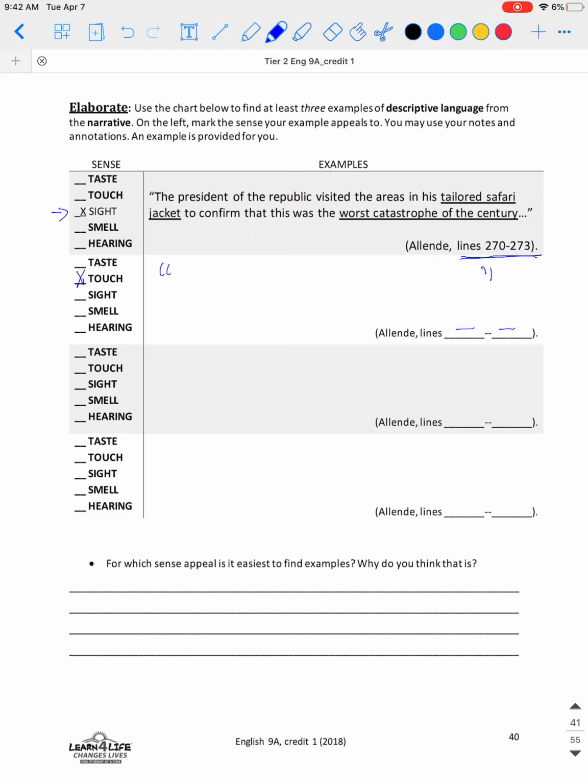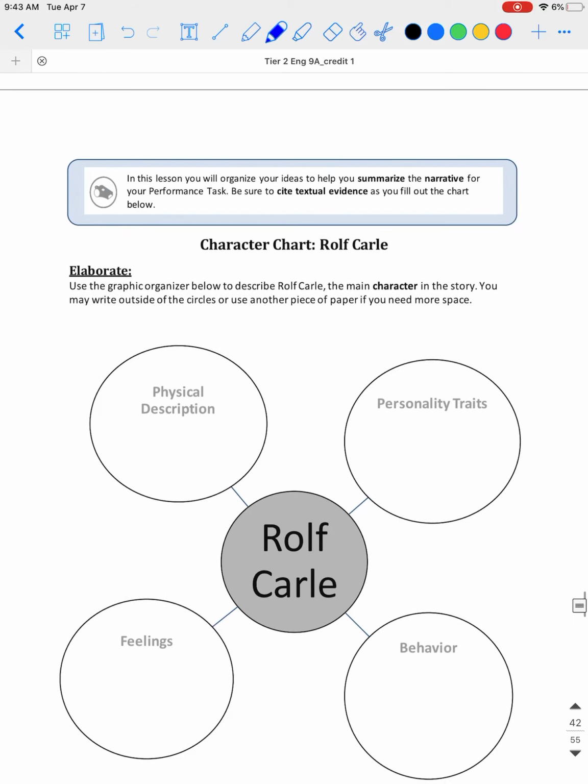For which sense appeal is the easiest to find examples? Why do you think that is? And so you're going to go back, find which senses, note them, and then give an example of why you think that a particular sense is easier to find. Go ahead and fill that out, and then when you're done, you can move on.